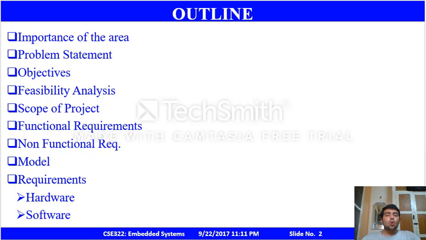Fifth, about what is the scope of this project and what are the end goals. Then we're going to talk about functional requirements, non-functional requirements, and then actually show you a model of what our proposed model is and how we're going to implement it. Then we're going to talk to you about software requirements and hardware requirements for our project. Right, so let's continue.